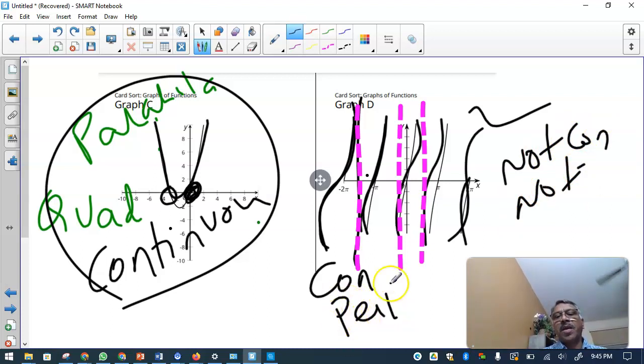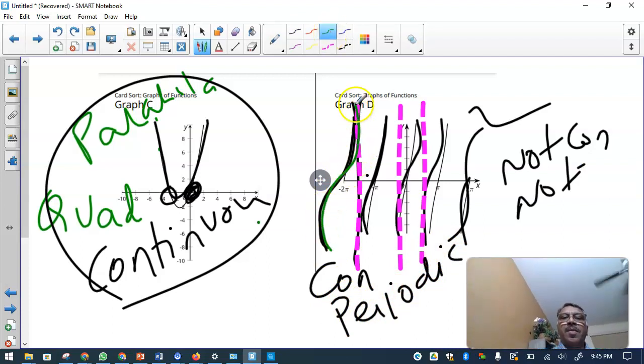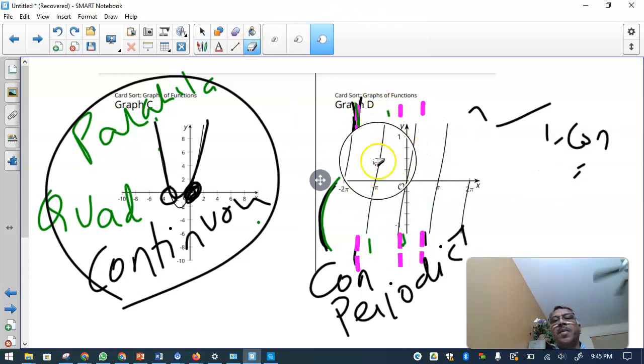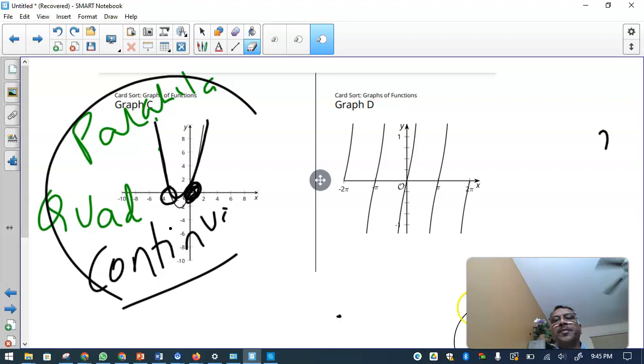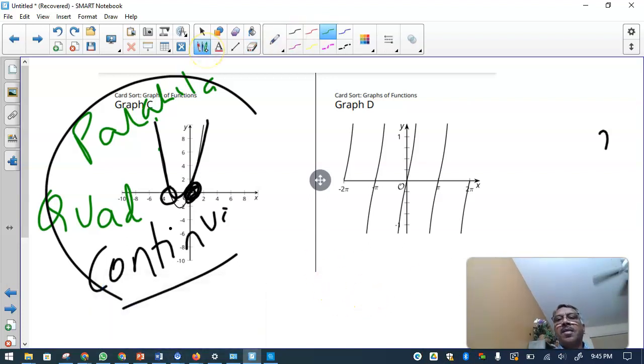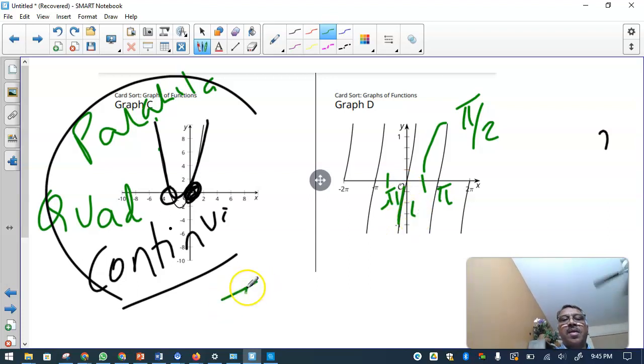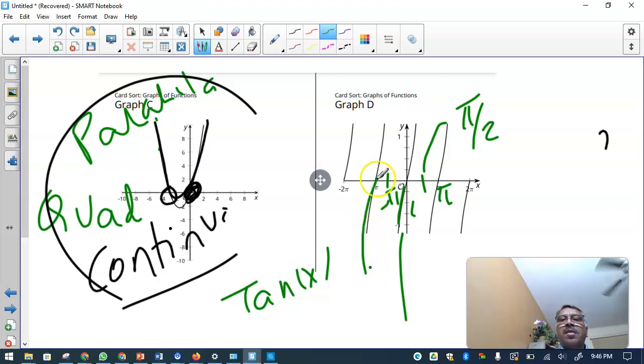This is the important key: this is periodic. It repeats. The green part repeats, and that is the repetition, the way it shows it repeats. If you see somewhere here, it's like pi by 2. If this is pi, this is pi by 2 and this is minus pi by 2. Later on you'll see this is the graph of tan x, where the graph goes like this.